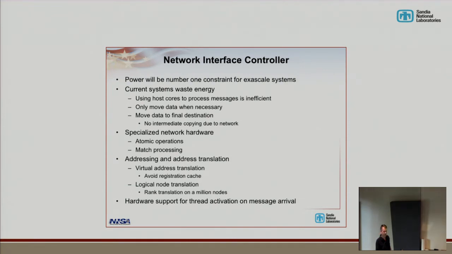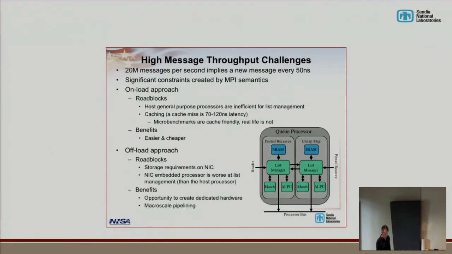Things like hardware support for thread activation on message arrival are low-level hardware semantics that I think the processor vendors have actually started to look at and do a better job of implementing. This is a place where that capability and functionality has been developed. We just have to figure out a way to take advantage of it and identify the limitations in it going forward. High throughput message challenges.